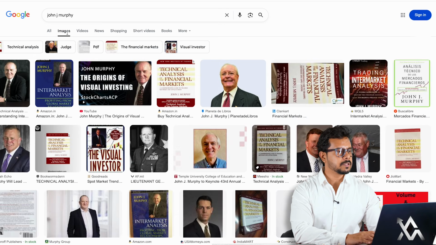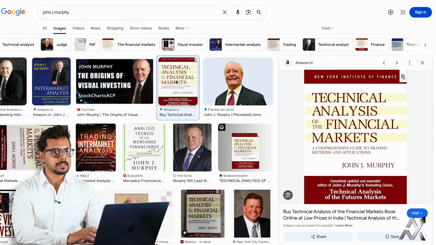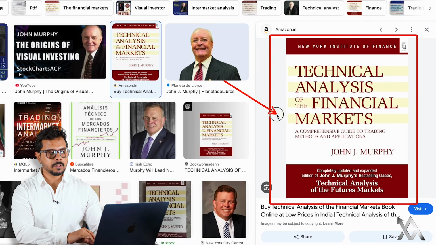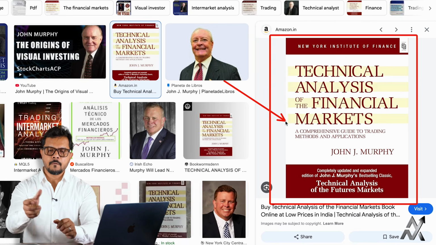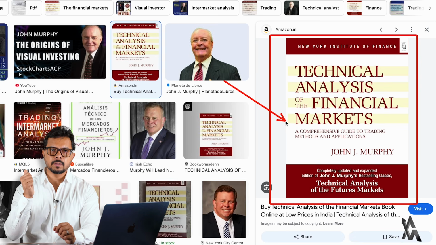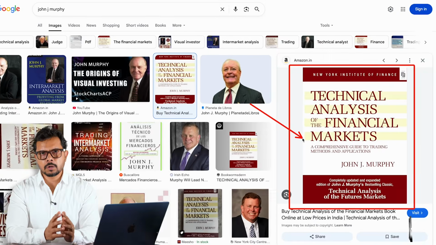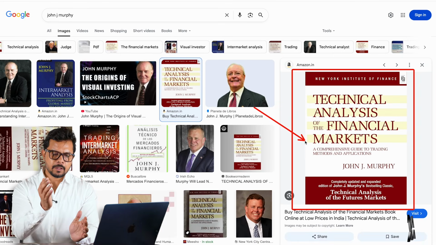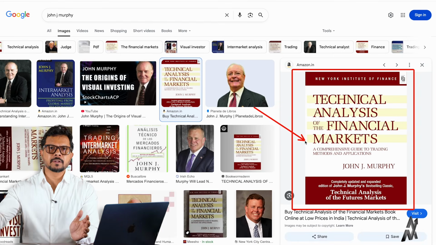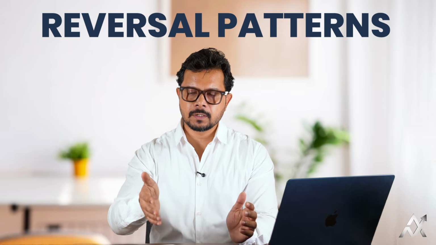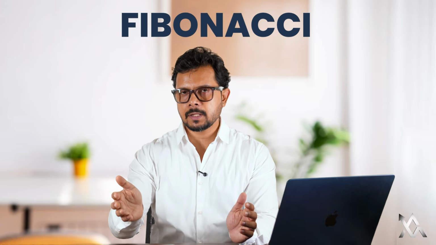I can go to the images and open them, it will be easier for you to see. It is Technical Analysis of the Financial Markets. This should be your go-to first book that you ever pick up on this subject. The best thing about this book is that across various chapters, he introduces a little bit of everything, or should I say a little bit of many things. What is Dow theory? What are patterns, reversal patterns, indicators, Fibonacci, Gann?